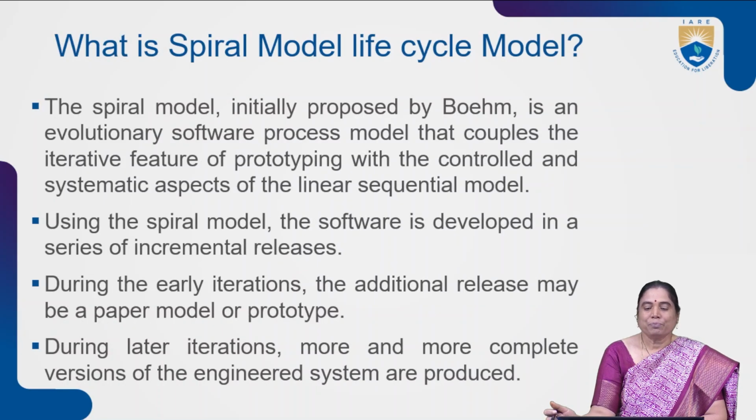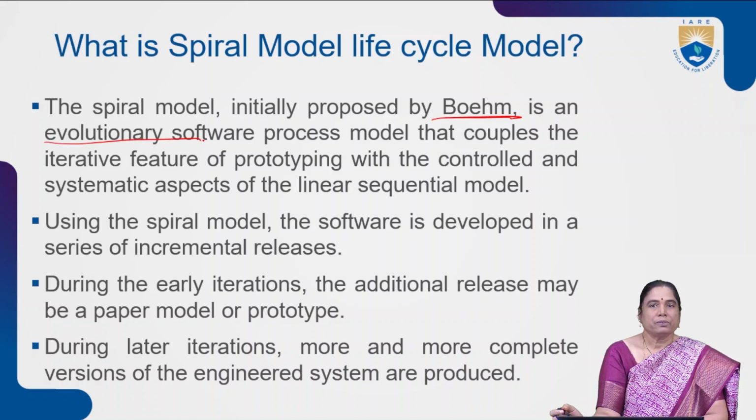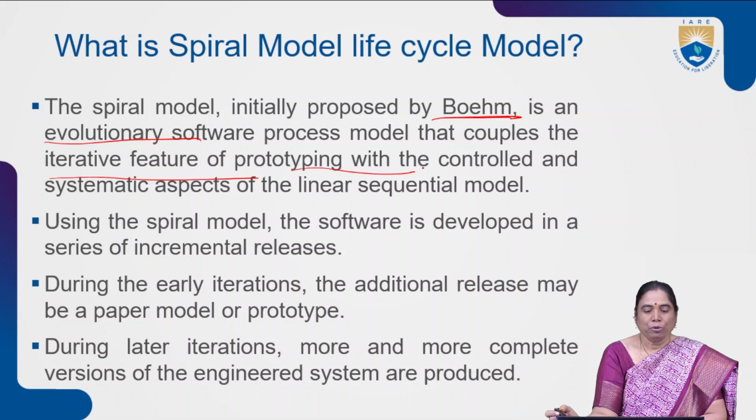What is the spiral life cycle model? A variety of process models are available. The spiral model is an iterative or incremental approach to software development. It was initially proposed by software engineer Barry Boehm, and it is an evolutionary software process model that couples the iterative development feature and prototyping with the controlled and systematic aspects of the linear sequential model.